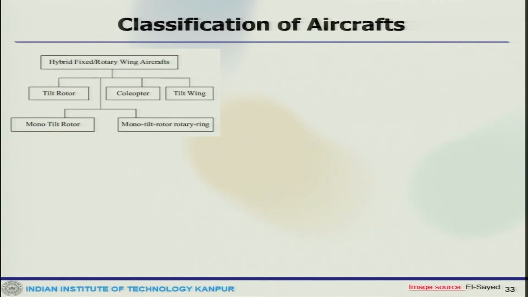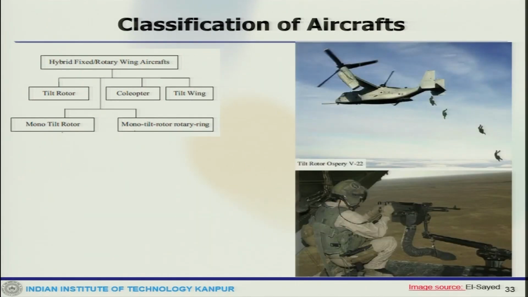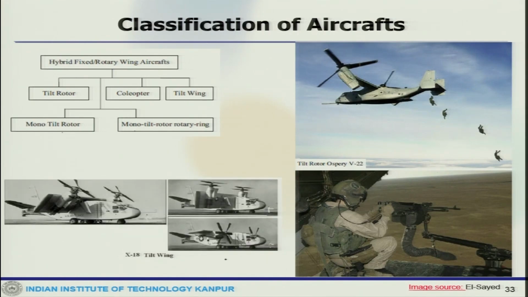Now, coming back to the hybrid or fixed wing helicopters, there could be tilt rotor, mono tilt rotor, coleopter, tilt wing. So, these examples are like the Osprey V-22, the Bell XV-3, Bell X-22. This is one example of a tilt wing, which is horizontal for conventional flight and rotates up for vertical takeoff and landing. Tilt wing aircraft are typically fully capable of VTOL, that means vertical takeoff and landing. This design offers certain advantages in vertical flight relative to tilt rotor.